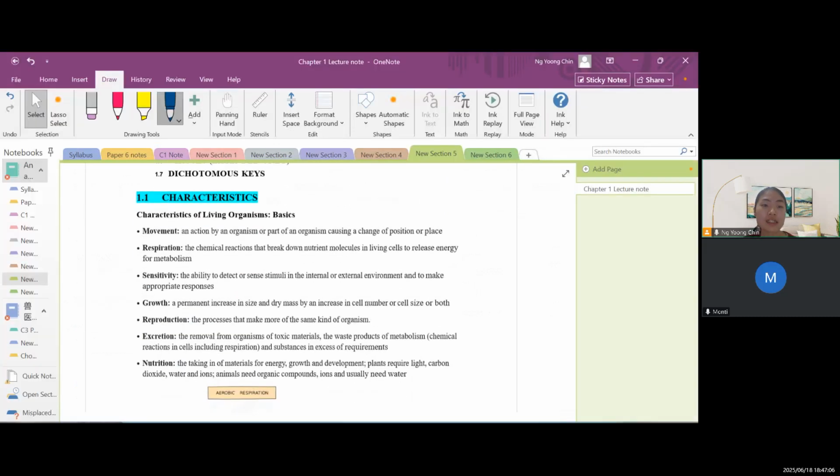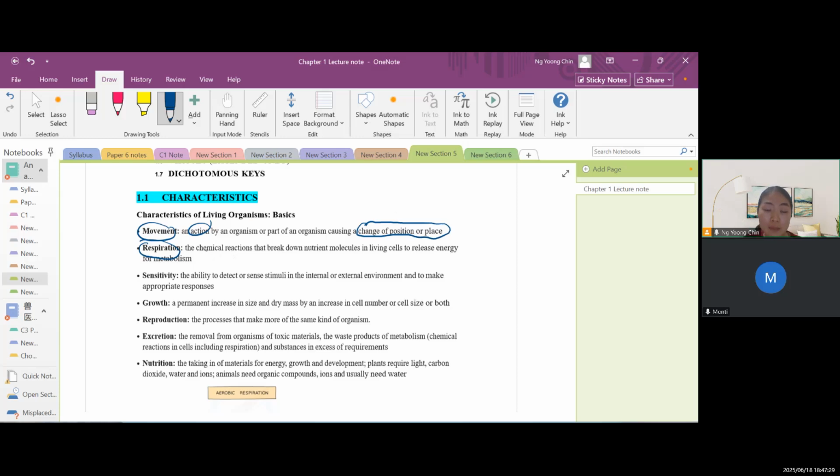Okay, so let me explain to you. For movement, it's very simple. It's just about the actions of organisms, like animals. You're able to travel from this place to another place, right? It means changing of position or place. It's just very simple. Then now, when you look at respiration, okay?